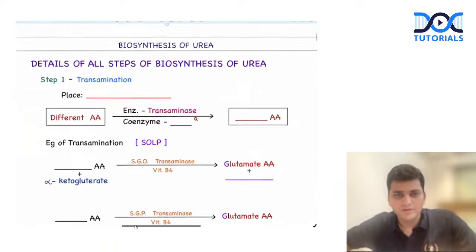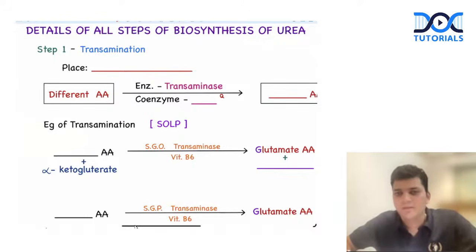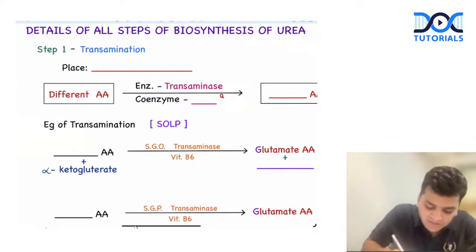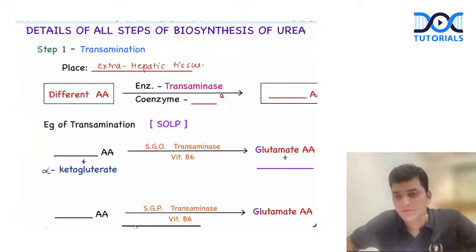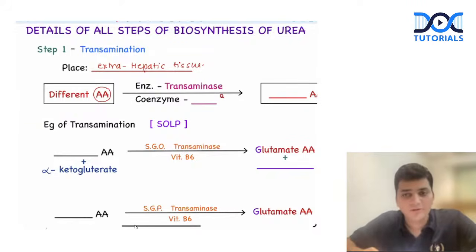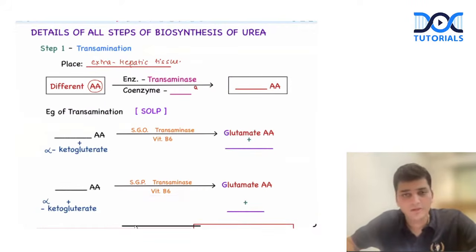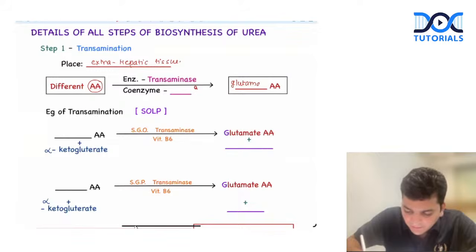So the first, the transamination. Can you tell me where transamination occurs? Hepatic tissue or extrahepatic tissue? The transamination is occurring in the extrahepatic tissue. What we are doing in transamination is converting the different amino acids. Can you tell me, the different amino acids you will convert into which amino acid? When you do the transamination, we convert all the different amino acids into glutamate.